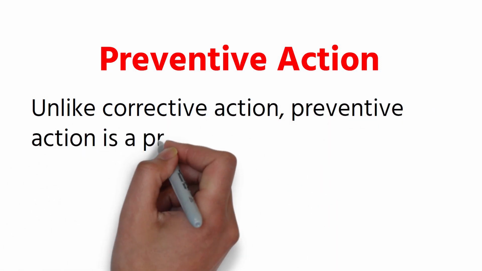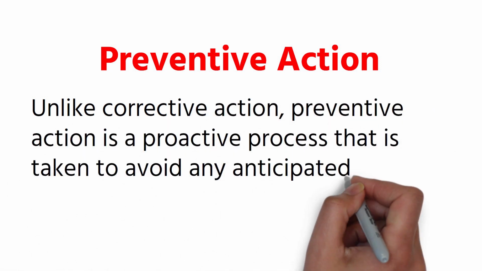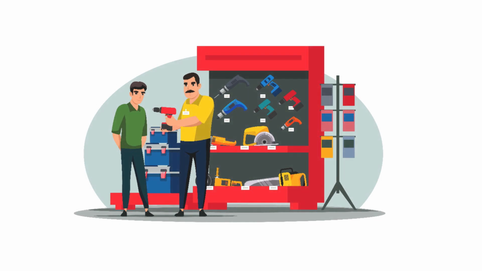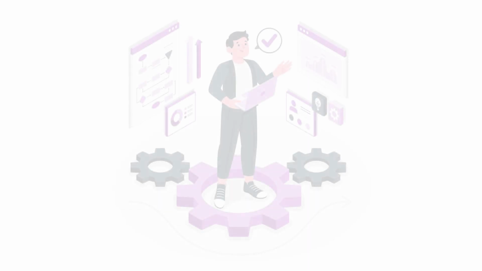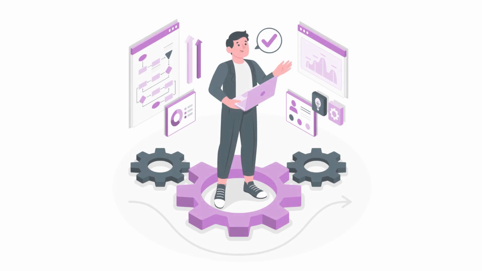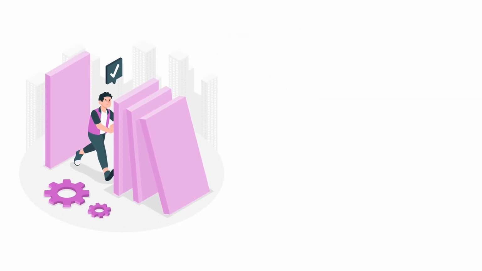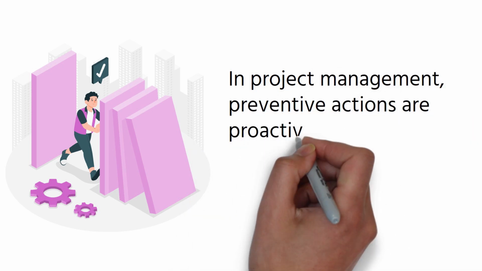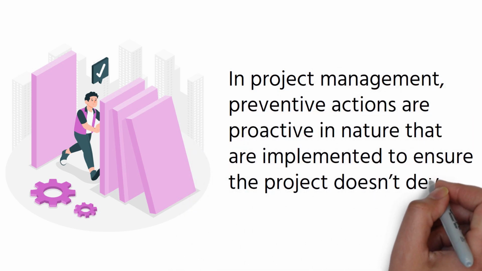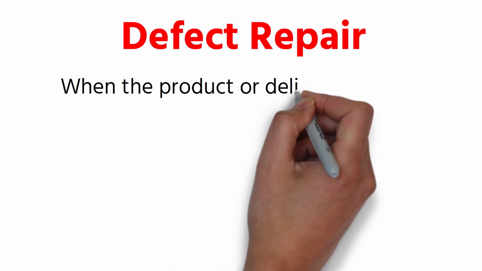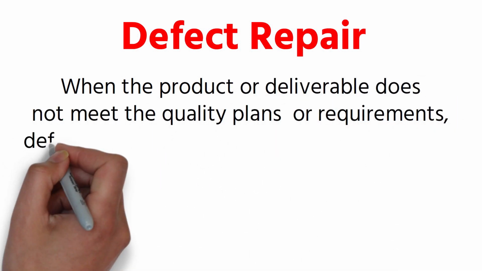Preventive action. Unlike corrective action, preventive action is a proactive process that is taken to avoid any anticipated future defects that may appear in the product. For instance, let's say that you will start manufacturing auto spare parts. Before starting the manufacturing process, you analyzed your system and procedures to eliminate the factors that may affect the quality of the product, so that the expected defects could be prevented. In project management, preventive actions are proactive in nature and are implemented to ensure the project doesn't deviate from the baselines.